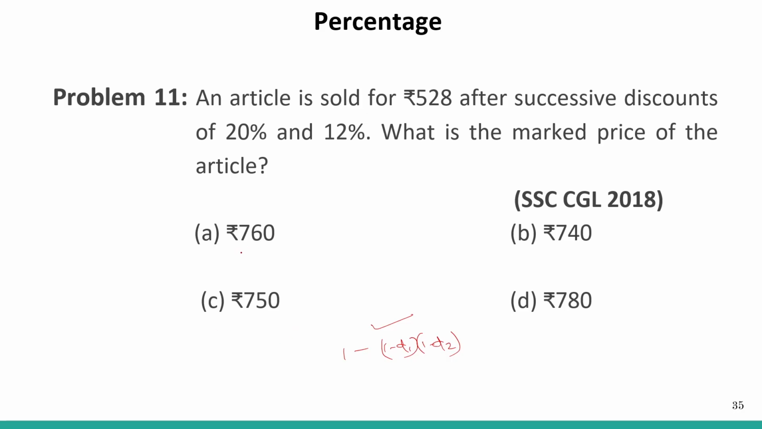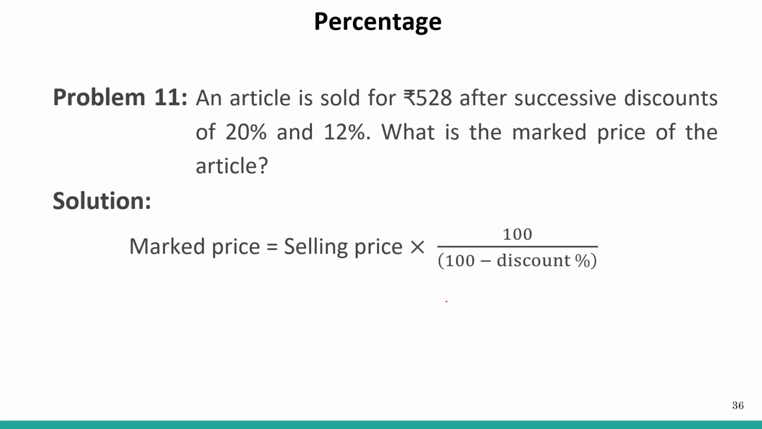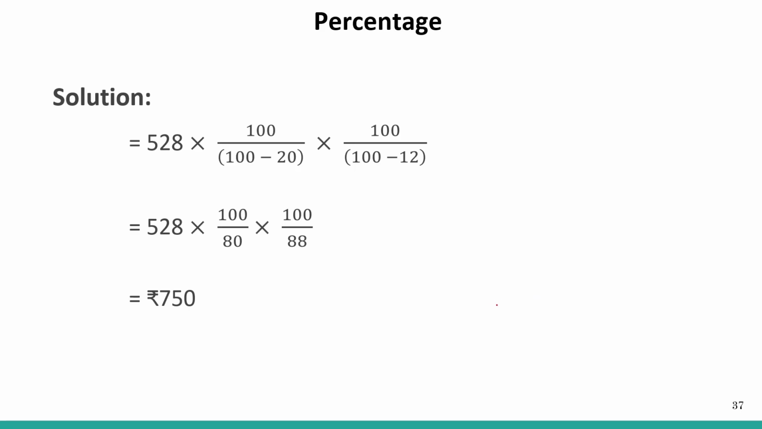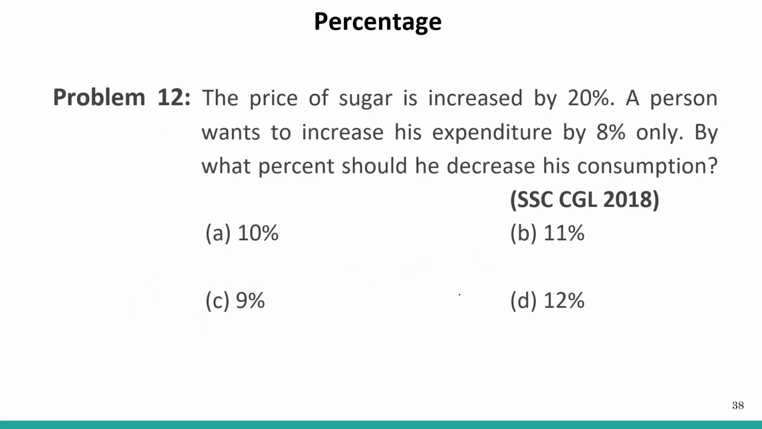Whether 760 is the answer, 750, 740 or 780. Mark price is equal to selling price into 100 by (100 minus discount percent). So that is equal to 528 into 100 by (100 minus 20) into 100 by (100 minus 12). That is equal to 528 into 100 by 80 into 100 by 88, which is actually equal to 750. So this is the correct answer here.